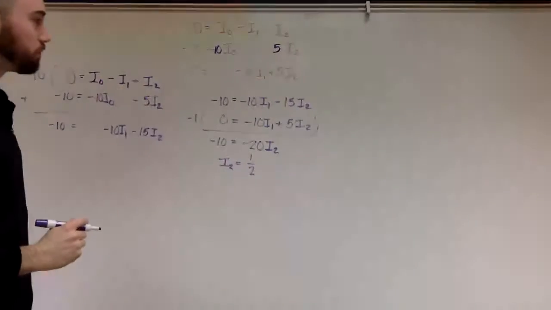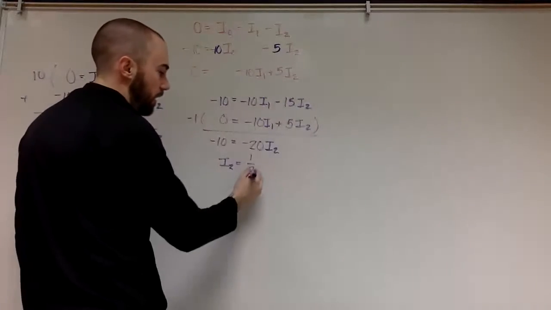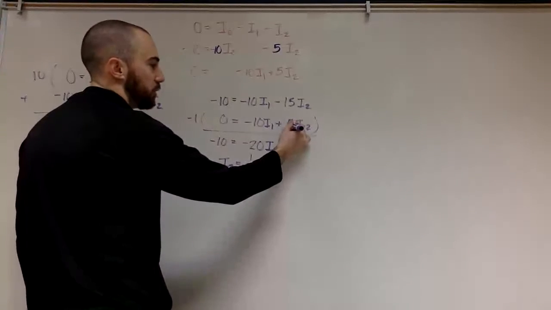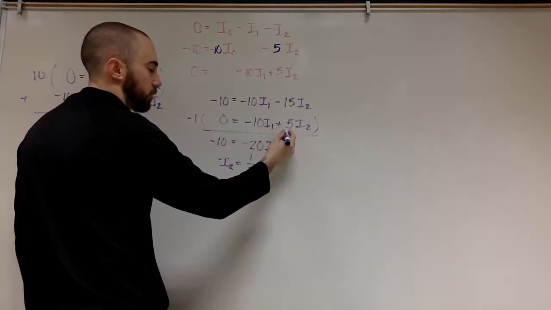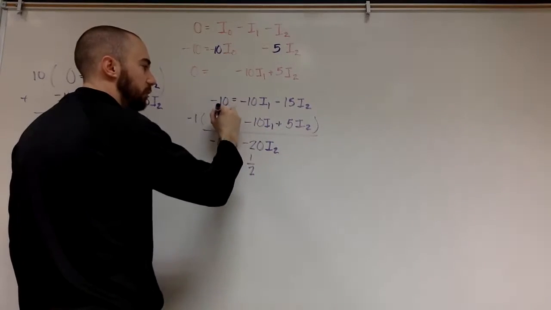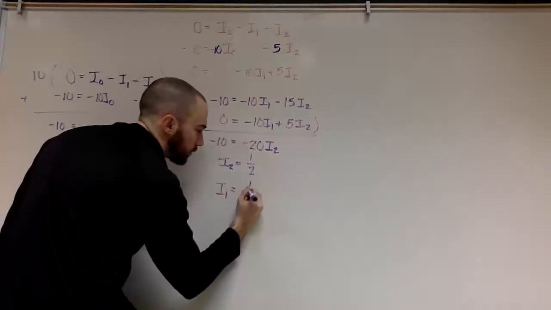I can now take this and plug it back into one of these equations up here. I might as well do it in that one. So if I put 1/2 in here, 1/2 of 5 is 2.5, but it's going to be negative when I move it over to this side. So negative 2.5 divided by negative 10 tells me that I1 is equal to 1/4.